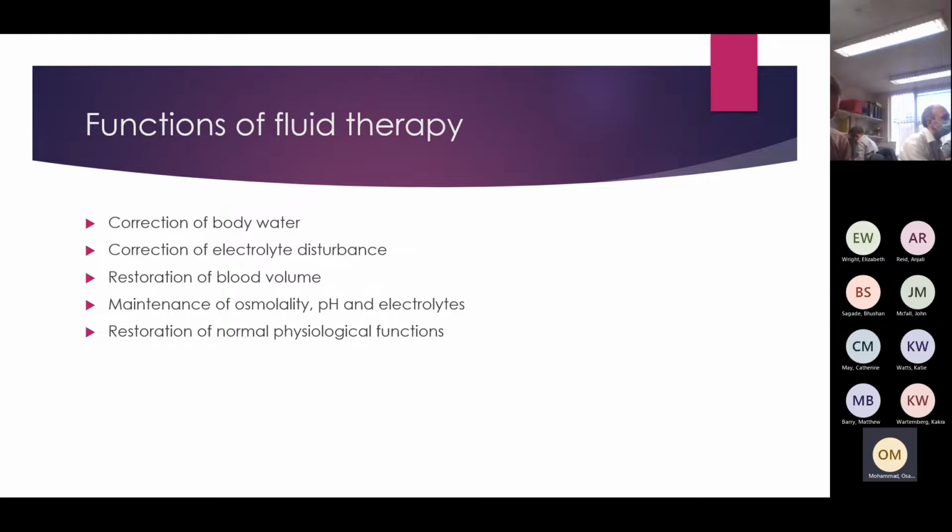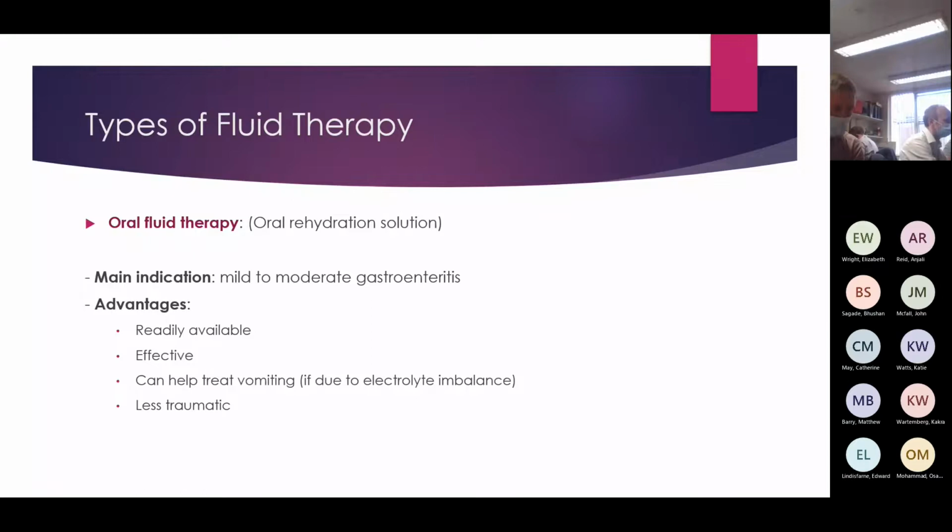Talking about the types of fluid therapy, we have two main types. The first is the oral fluid therapy, famously known as the oral rehydration solution, with the main indication being mild to moderate dehydration, with its main cause as gastroenteritis. The advantages of oral fluid therapy are that it is readily available, very easy to use, and very effective. It's actually as effective as IV fluids in treating mild to moderate dehydration. And it can help treat vomiting itself.